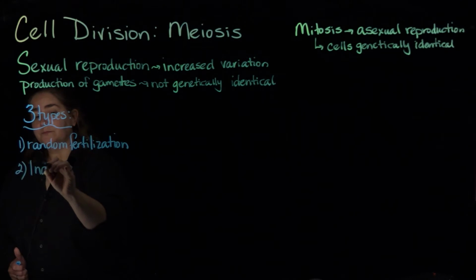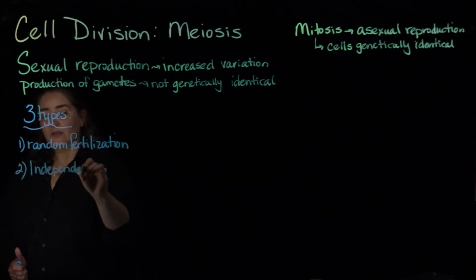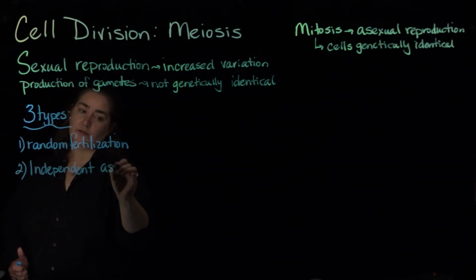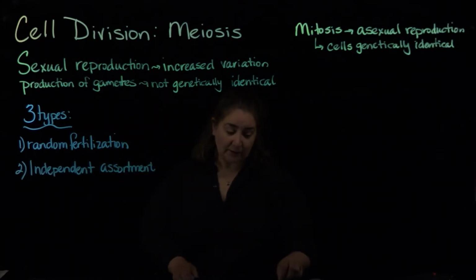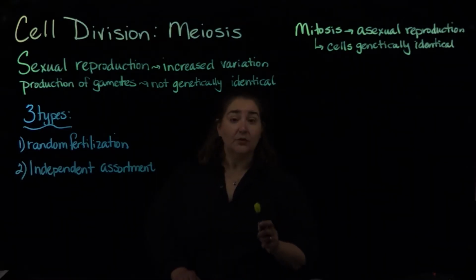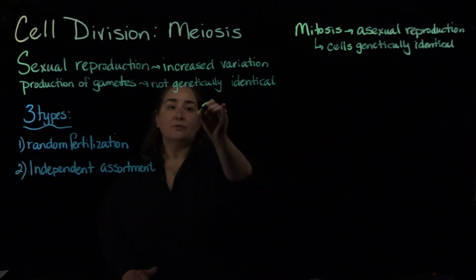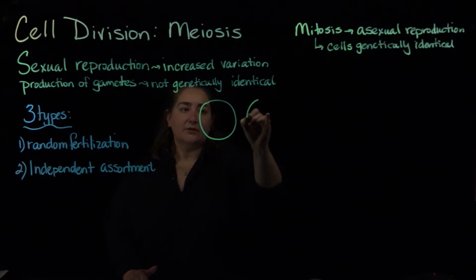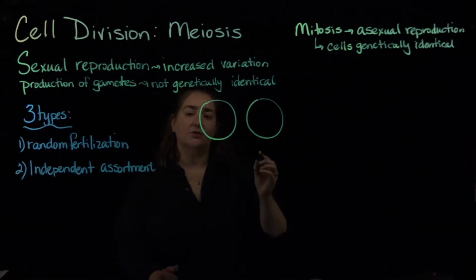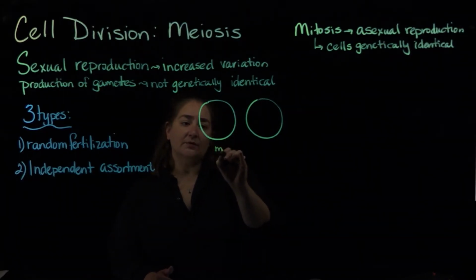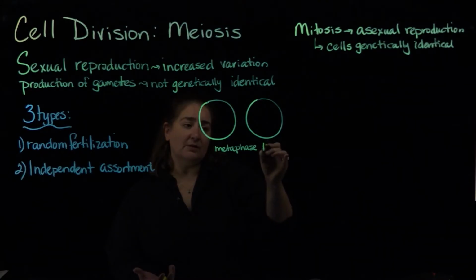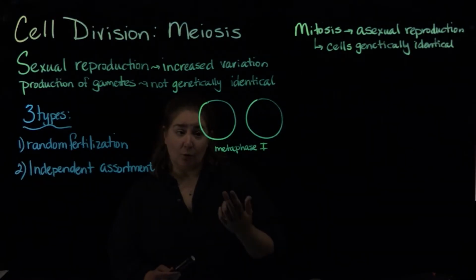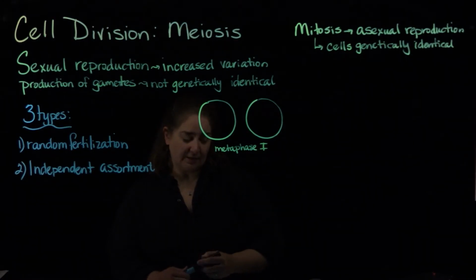The next one is the concept of independent assortment. And we haven't talked about independent assortment yet. We're going to talk about it a little bit more when we get to the chapter on genetics itself, okay? But independent assortment essentially gets to how the chromosomes line up on the metaphase plate, okay? And what we're talking about here could be either metaphase 1 or 2, but I'm going to go with metaphase 1 for this, just for simplicity's sake, okay?